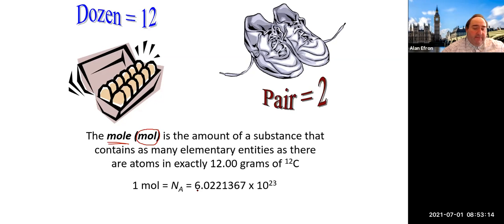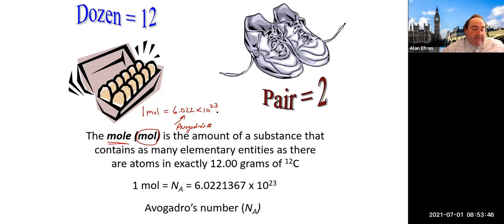A mole represents what is known as Avogadro's number, shown on the bottom here. We can say that 1 mole of anything equals 6.022 times 10 to the 23. This is what is referred to as Avogadro's number. And when we use Avogadro's number, there is a wide variety of units we could use. It really could be pretty much anything.